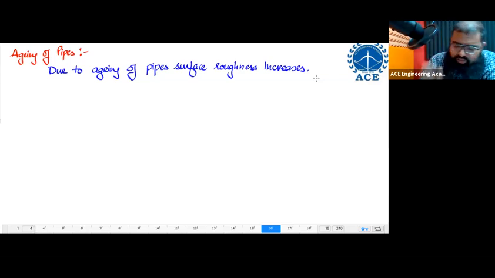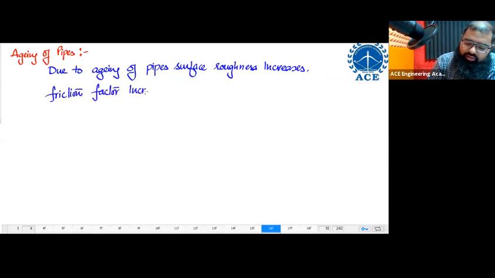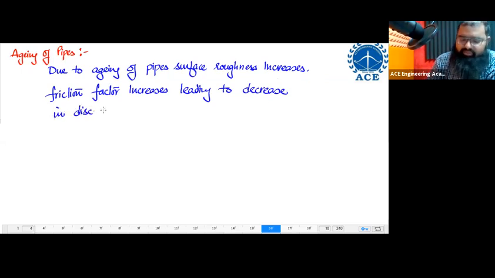So what is going to happen due to roughness in pipes? Due to aging of pipes, friction factor increases, leading to a decrease in the discharge delivery capacity of the pipe.